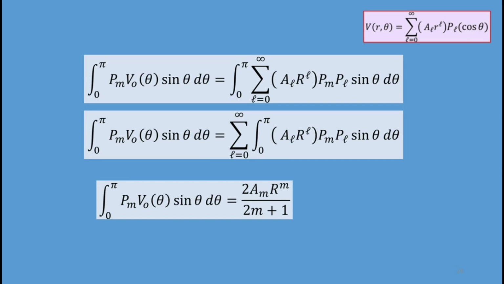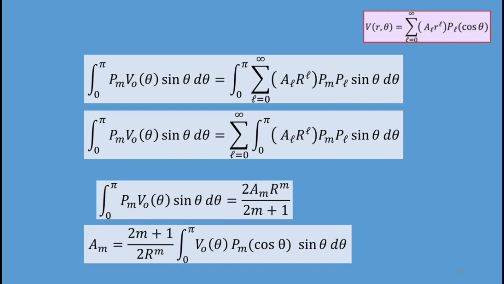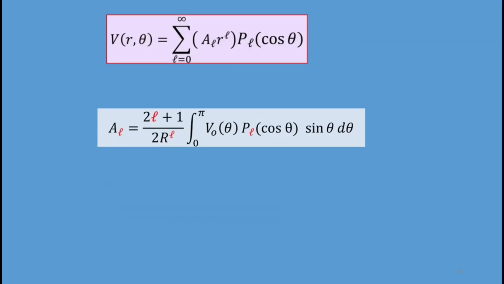So A_l is taken common, A_m. It doesn't matter whether it's l or m, so just take A_m and r to the power m. Okay, so 2 upon 2m plus 1. There was 2 upon 2n plus 1, right? The orthogonality condition. So we have 2 upon 2m plus 1. So the integral from 0 to pi of P_m V naught theta sin theta d theta equals 2 A_m r to the power m upon 2m plus 1. So A_m equals (2m plus 1) upon 2 r to the power m, times the integral from 0 to pi of V naught theta P_m cos theta sin theta d theta.